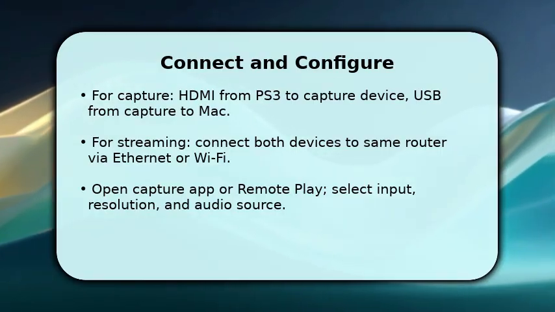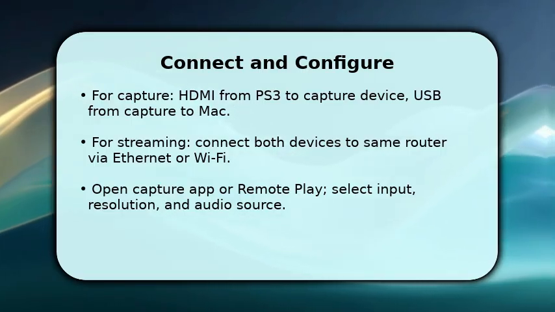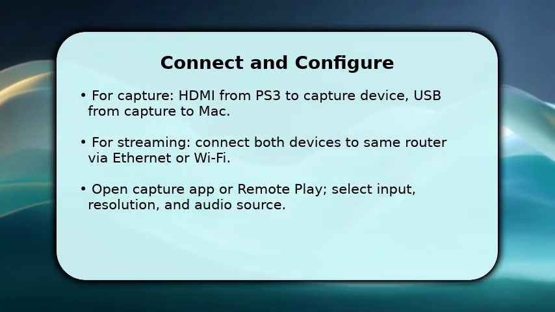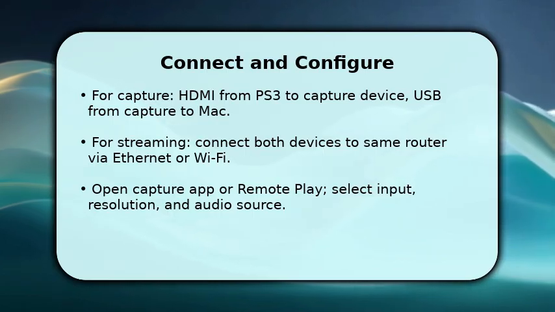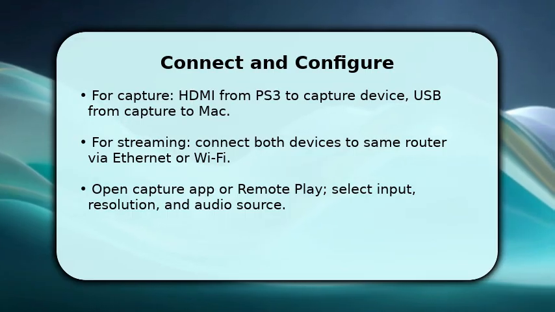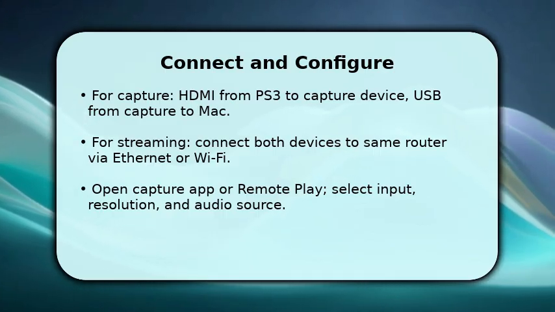If using a capture device, plug the PS3 HDMI output into the capture unit and then USB into the Mac. Launch the capture app and choose the capture device as input. If streaming via remote play or PS3 media server, ensure both devices are on the same network. Then run the server app on the Mac and enable media server on the PS3.